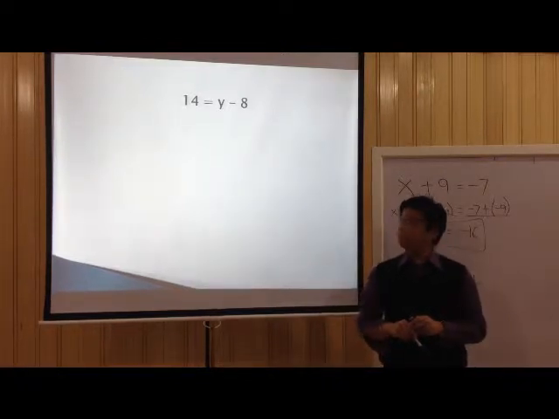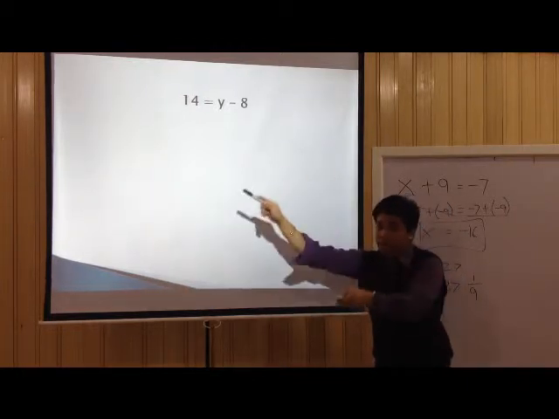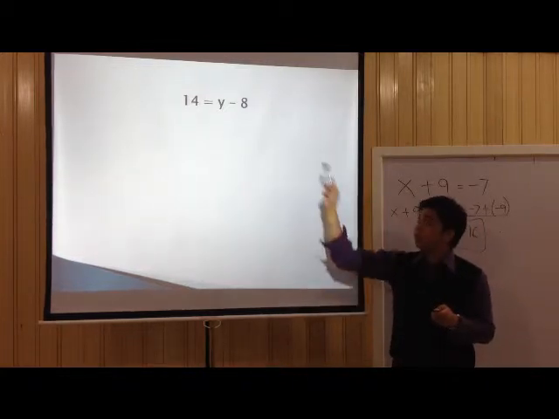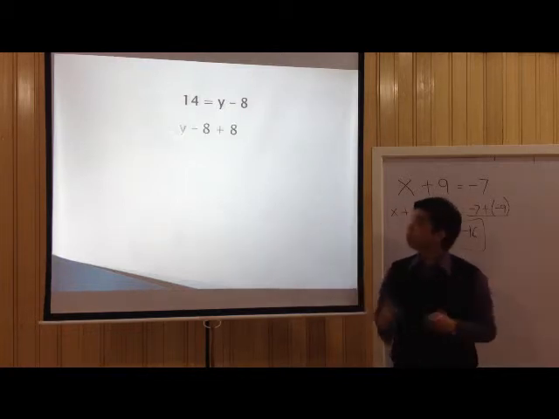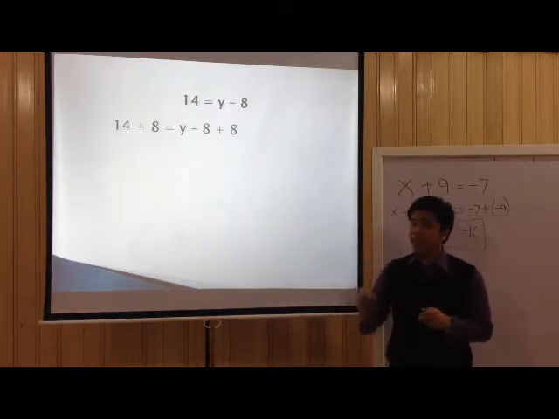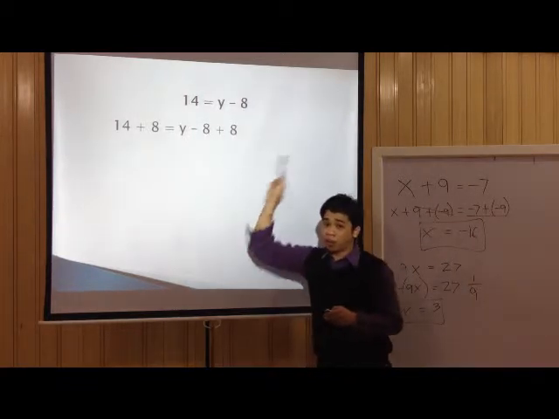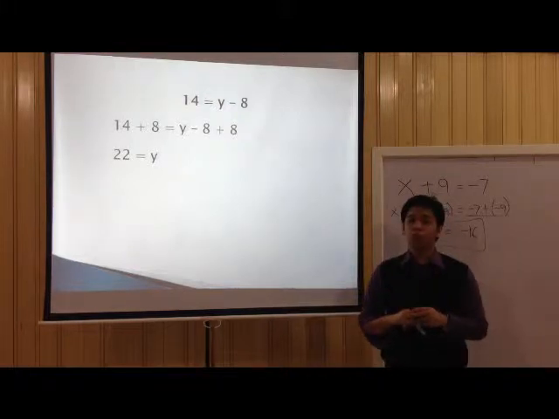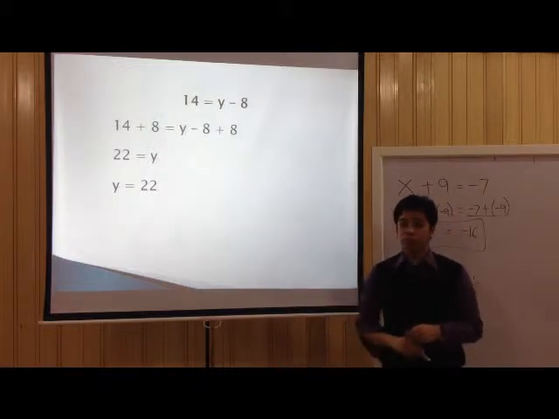Well, it states that if I add something on the right side, I must add it to the left side as well. In this case, for us to get rid of this negative 8, I have to add positive 8 to both sides. 14 plus 8 is 22. And here, if I add negative 8 and 8, they will cancel out, so I'll be left with y, which is equal to 22. Therefore, your solution to 14 equals y minus 8 is 22.